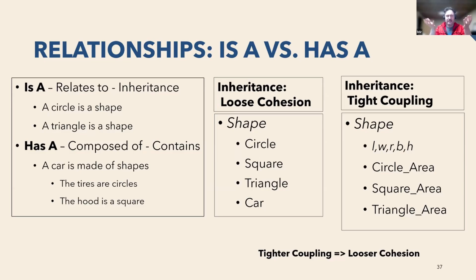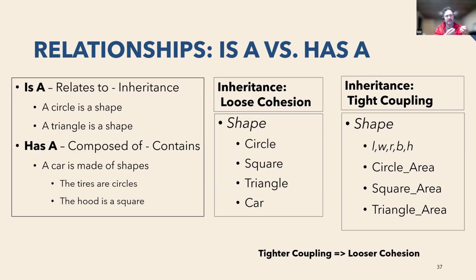Because now I have all these things in one class, and it's doing too many things. What if I decided to leave out the length? In this case, I use the radius as the length when I'm talking about a square, but I use a radius for a circle. And so you get this cohesion problem.